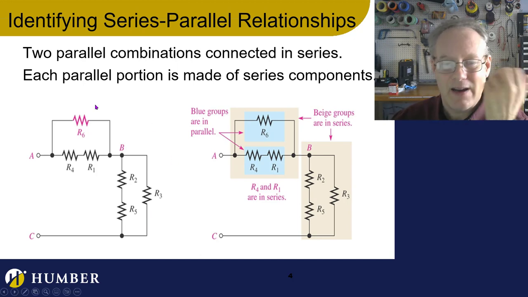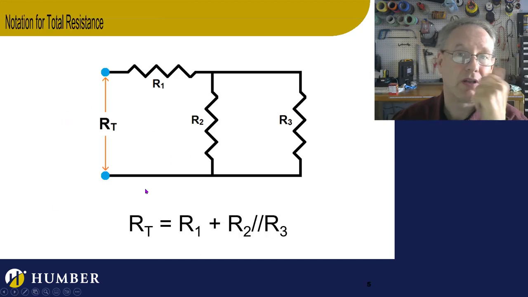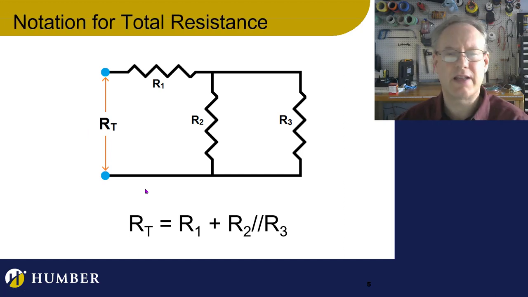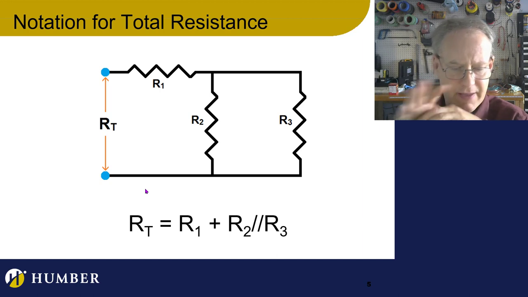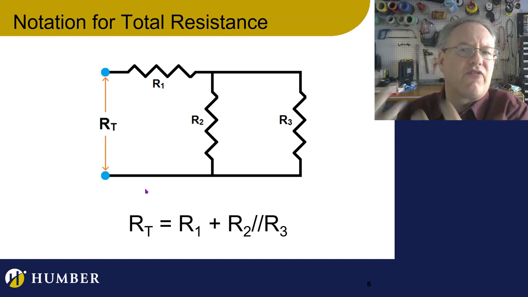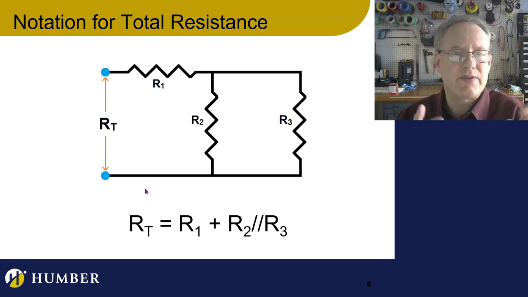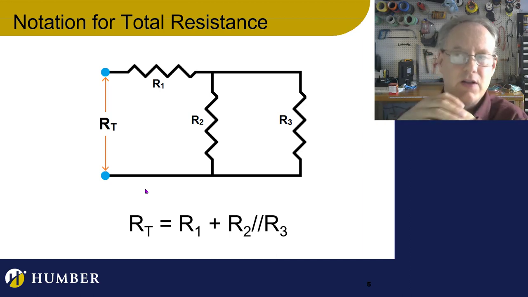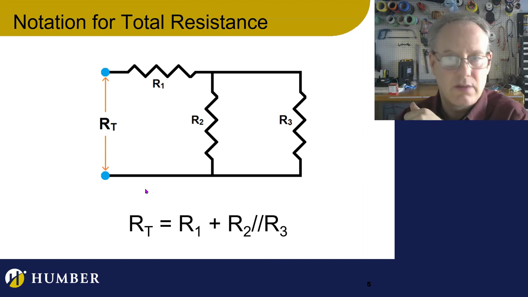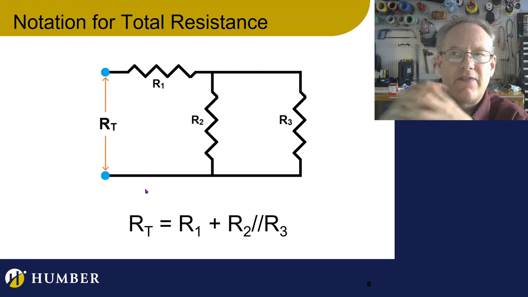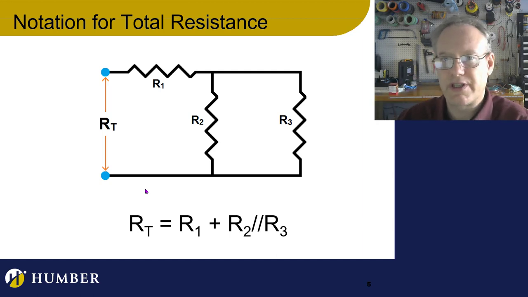Hoping this is making sense to you. So let's move on and continue looking at these. Now let's take a look at something we call resistor notation, because I think we'll define further what a series parallel circuit is as we move forward and study this. Let's talk about the resistor notation for a series parallel circuit. This resistor notation will help you define how to write down the nature of the total resistance of a circuit.